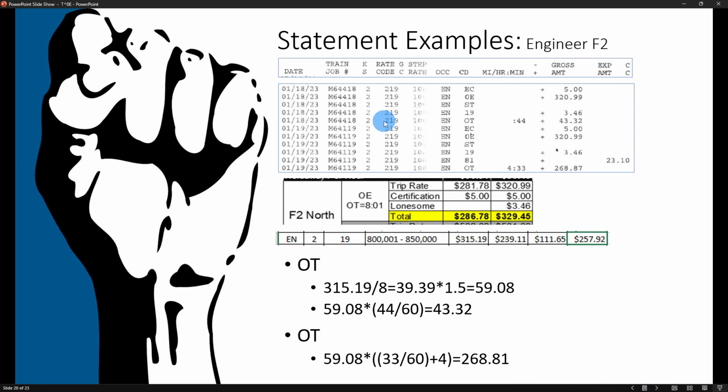All right, F2. Here we go. Got the M64418 going up. Got the $5 certification, the 320, boom, boom, of OE. Here's lonesome pay. Had 44 minutes of overtime. So this is the 219 correct weight, 219. High rate, 315.19. Divide by 8 equals that. Times 1.5 equals that. So the overtime rate times only 44 minutes equals 43.32. Matches.